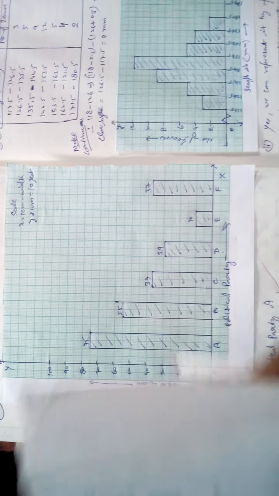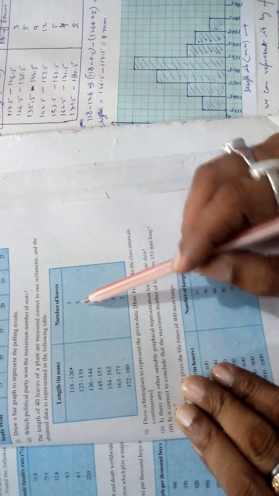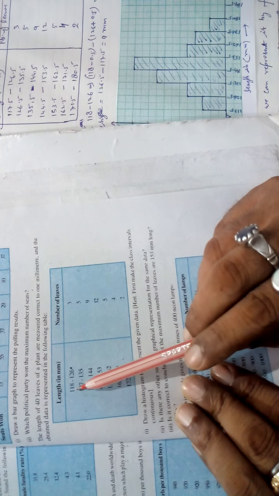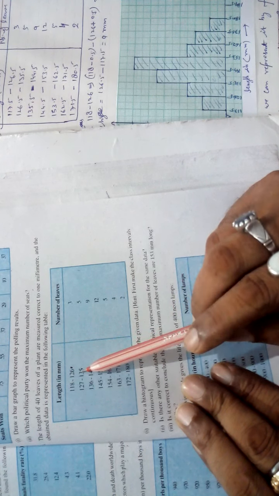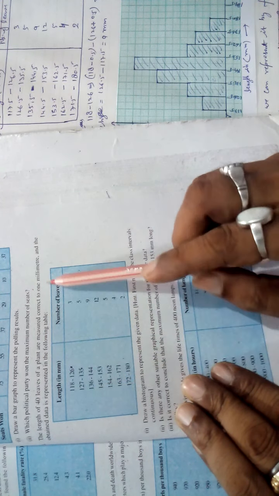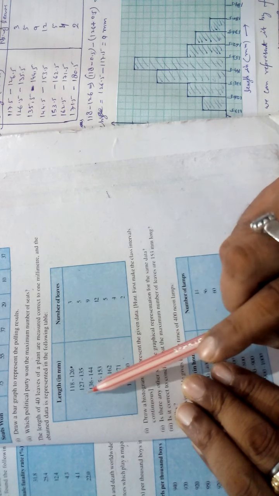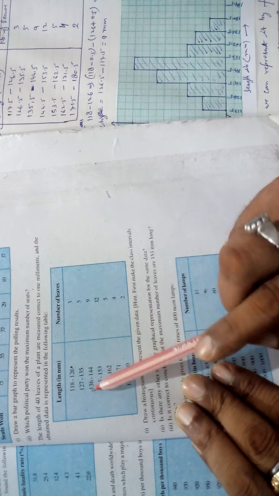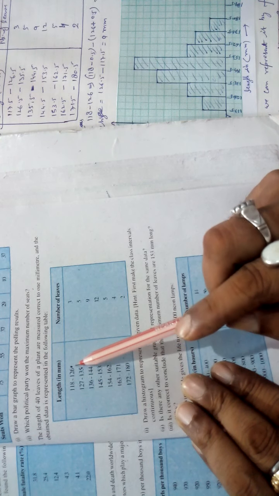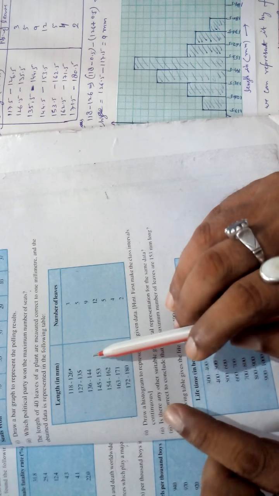Now you will see question number 4, which is a very important question because the lengths of 40 leaves are given in millimeters here, and how many leaves are there in each range is given. In the 118 to 126 range, 3 leaves are there. 127 to 135. You see that. What is the gap? It is the disjoint class interval. What is it called? Disjoint class interval.